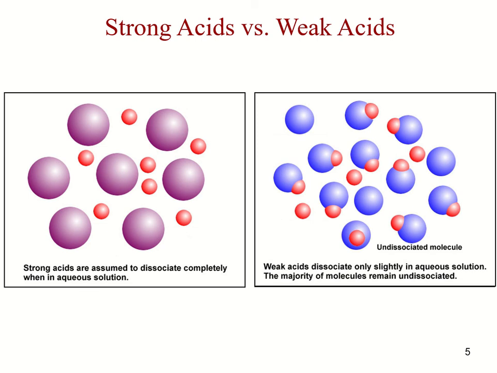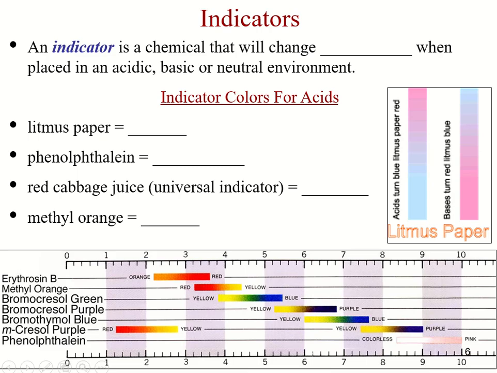So if you were to look at a microscopic picture of strong acids versus weak acids, you can see in a strong acid all of the hydrogen dissociated, whereas in a weak acid we still have some that have not dissociated, so we don't have as much hydronium.